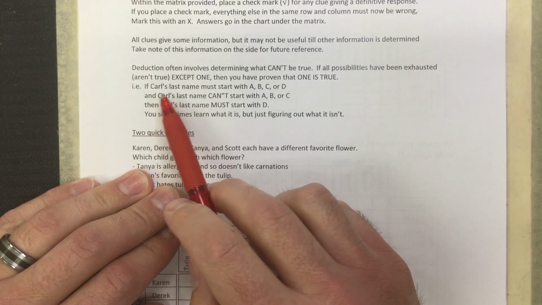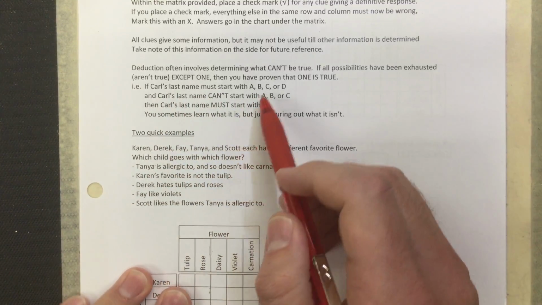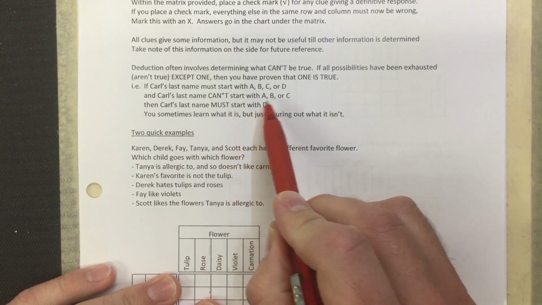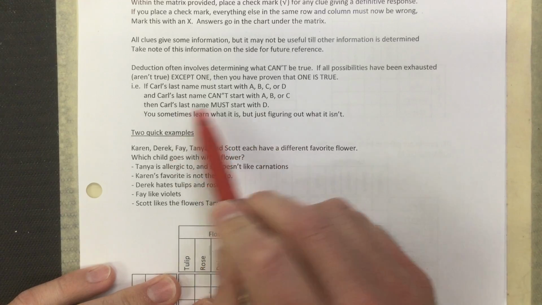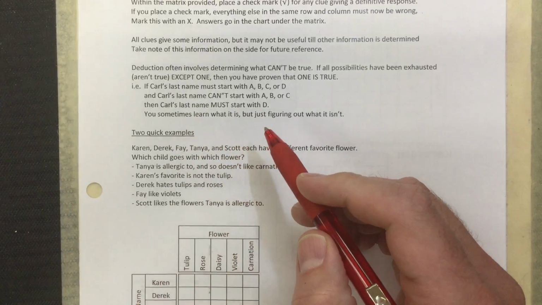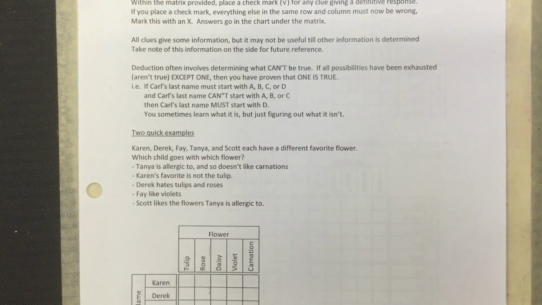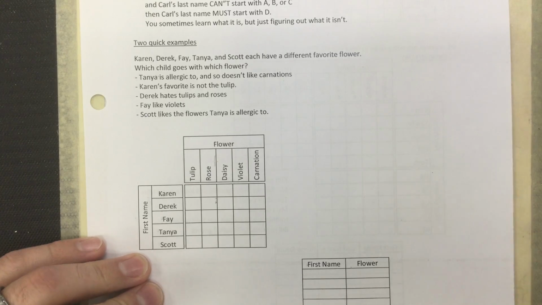So an example here, let's say Carl's last name must start with either A, B, C, or D. If Carl's last name can't start with A, B, or C, then we know that it must start with D. Sometimes to learn what something is, we need to figure out what it isn't. So let's take a look at an example. We'll have another example on the next page, which we'll do as well.